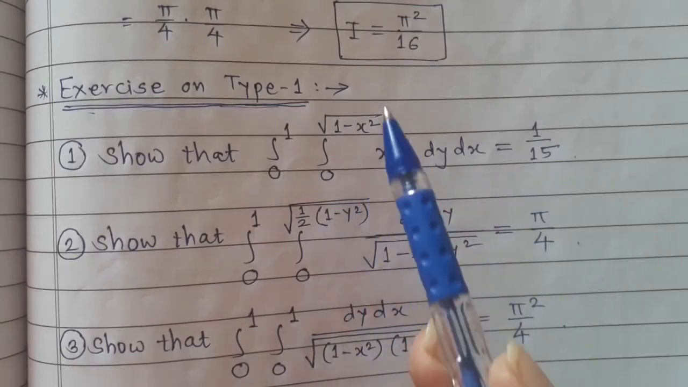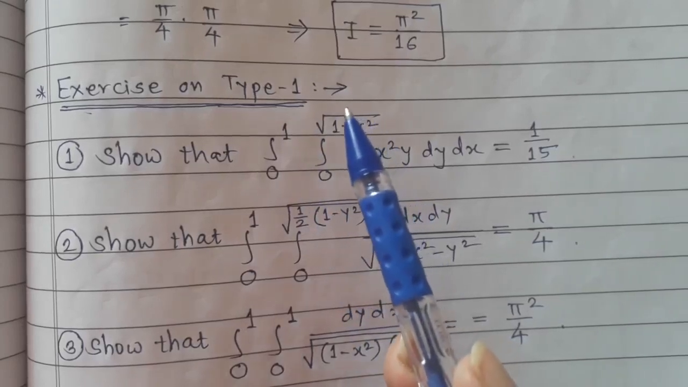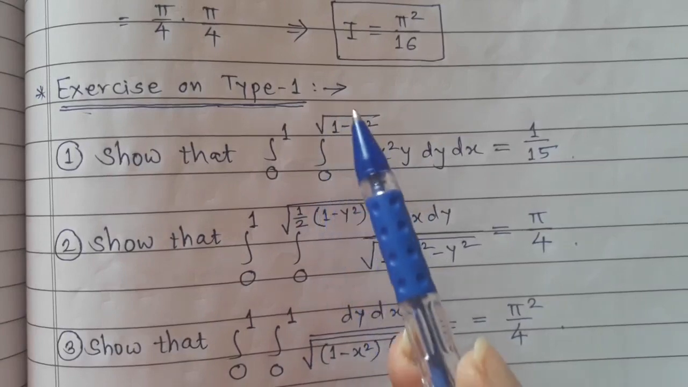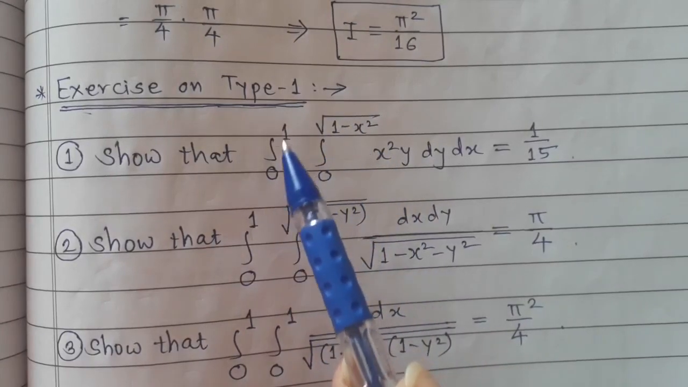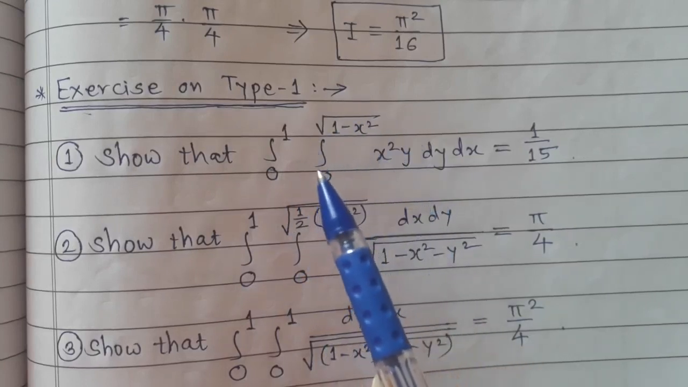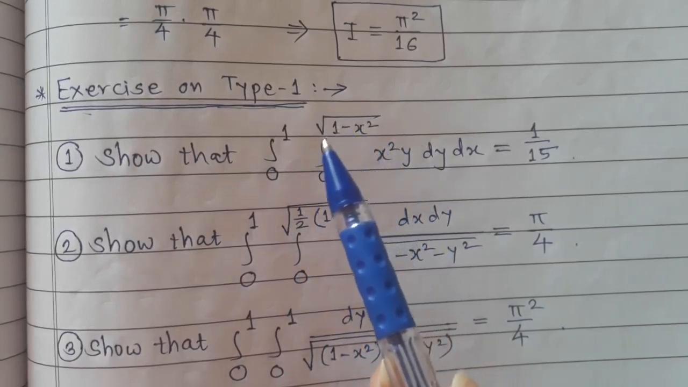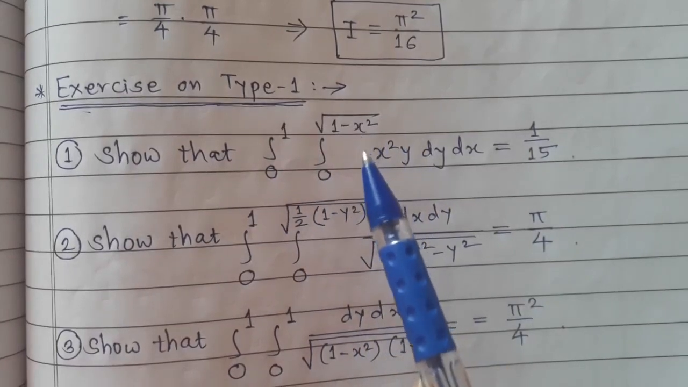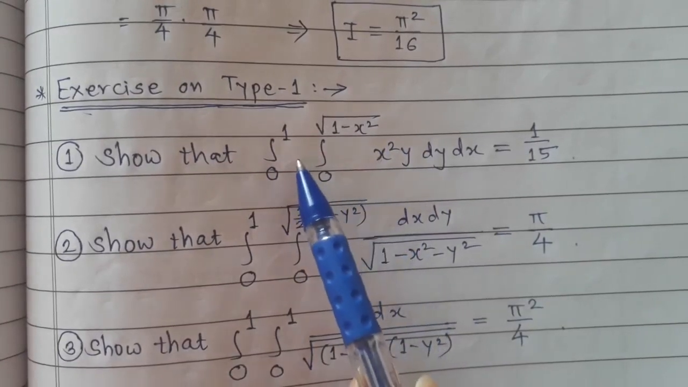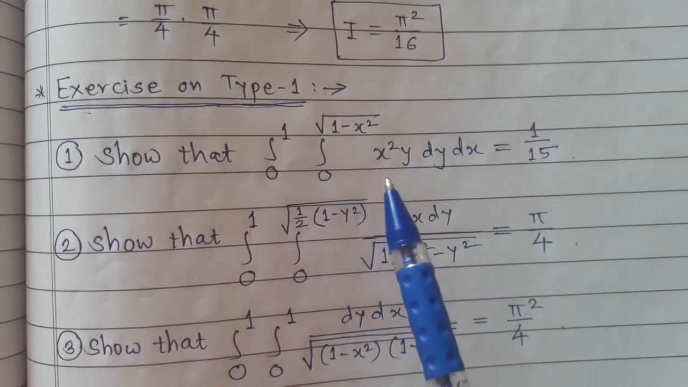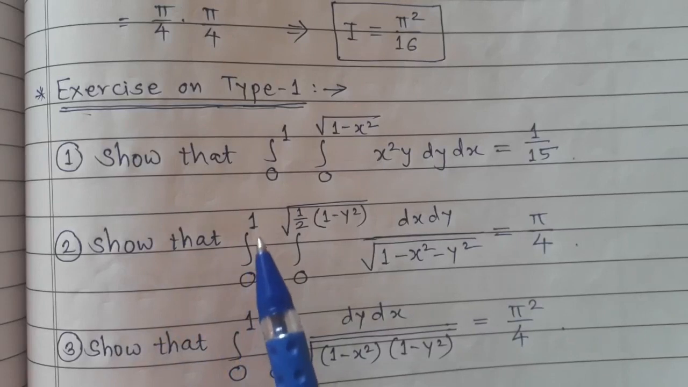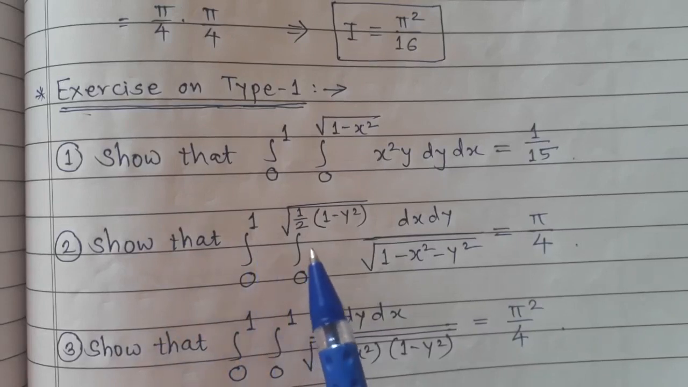Here these are the limits of x, these are the limits containing x, that means these are limits of y. So obviously 0 to 1 are limits of x. So in this case you have to integrate with respect to y first, and therefore x square will be constant, that will come out from the inner integration, and further method is similar.